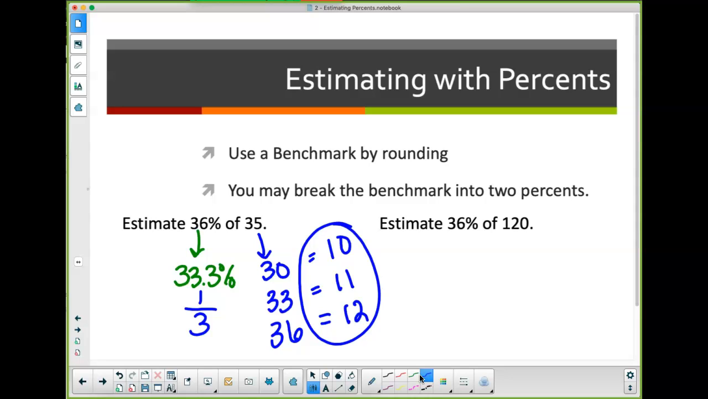They're all close. Is there a huge difference between 10 and 12? If I was going to leave a tip for a waiter or waitress and I was going to leave a 33% tip, that's actually a pretty big tip. But would it make that big of a difference if I left $10 or $12? Not really. Maybe if they weren't so good, I'd leave 10. If they were awesome, I'd leave 12. But is $2 that big of a deal? Probably not. So when you're estimating, you just have to be close. So let's look at the last one. 36% of 120. What's close to 36%?